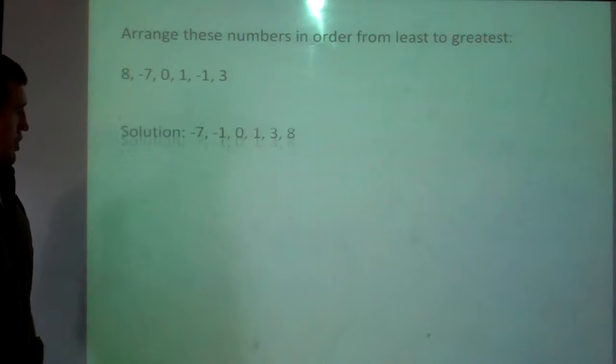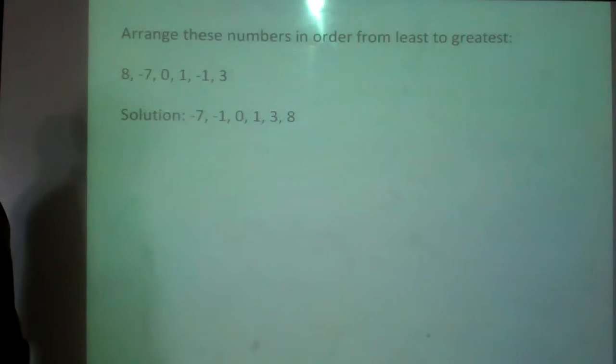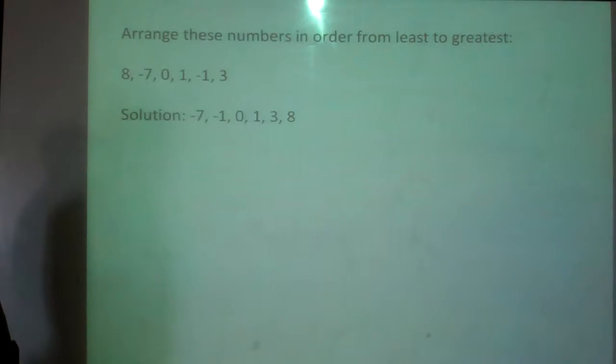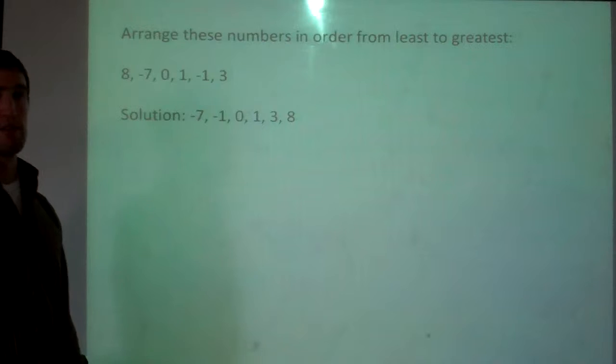So we should have come up with this: negative 7, negative 1, 0, 1, 3, and 8. That is the correct order from least to greatest.